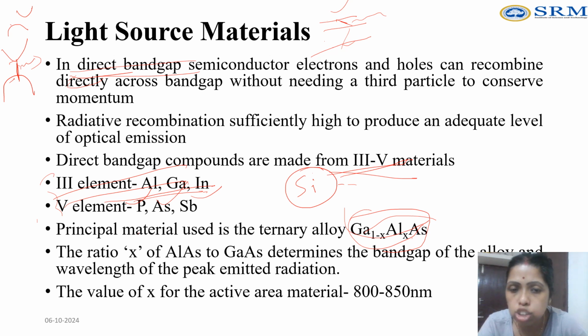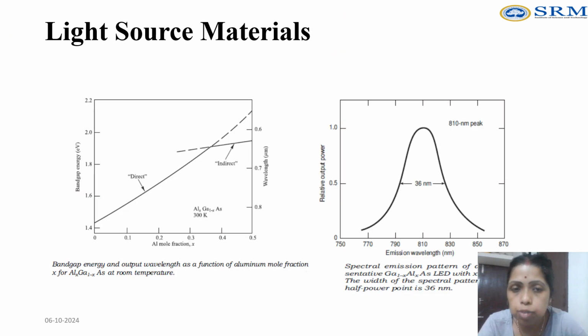If you change the molar ratio, the band gap will also change. The ratio x of aluminum arsenide in the aluminum gallium arsenide defines the band gap of the particular material. Normally, x would be designed in such a way that it can emit light of 850 nanometer wavelength. There is a formula for that. Here you can see that if you change the aluminum molar fraction, the band gap will change this way. If you increase the value of x, the band gap will also increase.